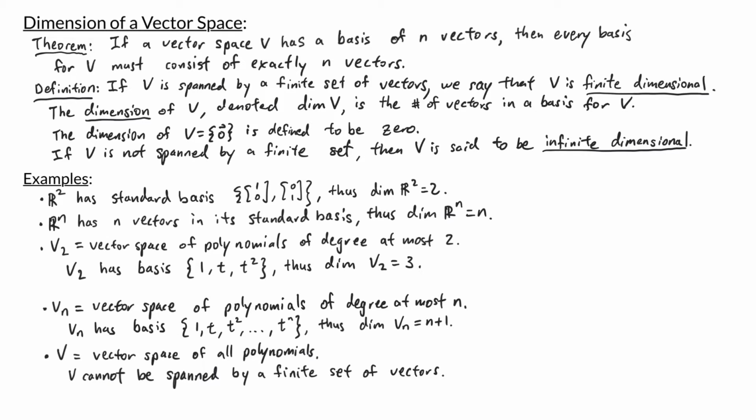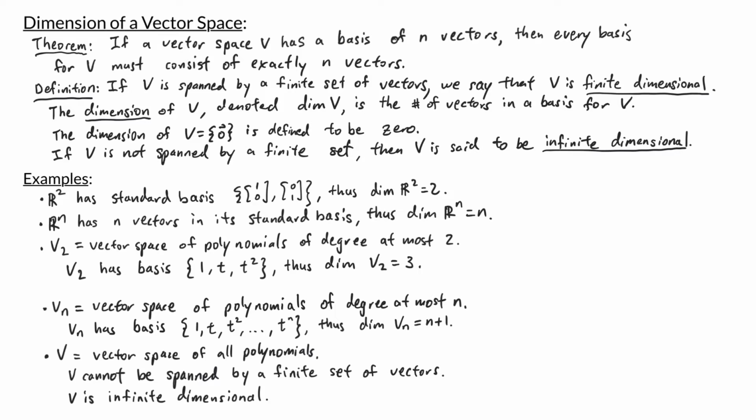Now, if we let V be the vector space of all polynomials, then V cannot be spanned by a finite set of vectors. To show this, we can do a proof by contradiction. Suppose that this vector space of all polynomials can be spanned by a finite set of vectors. Then in this finite set of vectors, there has to be a vector that has the highest degree. So let's say that vector has degree k. Then the polynomial t to the k plus 1 is not in that span of vectors. So t to the k plus 1 is a vector in V, but is not spanned by those vectors, which means that we have a contradiction. So V cannot be spanned by a finite set of vectors. Therefore, we say that the vector space of all polynomials is infinite dimensional.